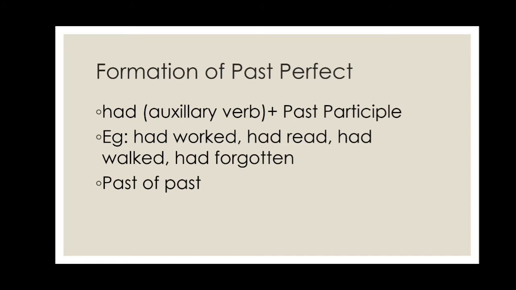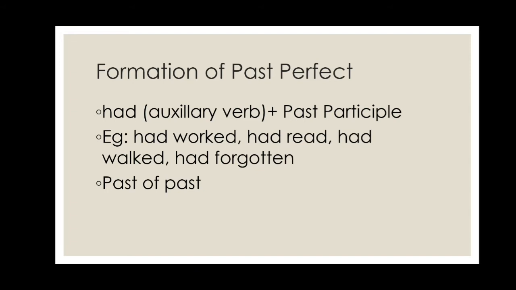verb. So the past participle form of the verb is the third form of the verb, that is, if it is write, it is written. If it is read, it is read. If it is forgot, it is forgotten. So some examples are had worked, had read, had walked, had forgotten.